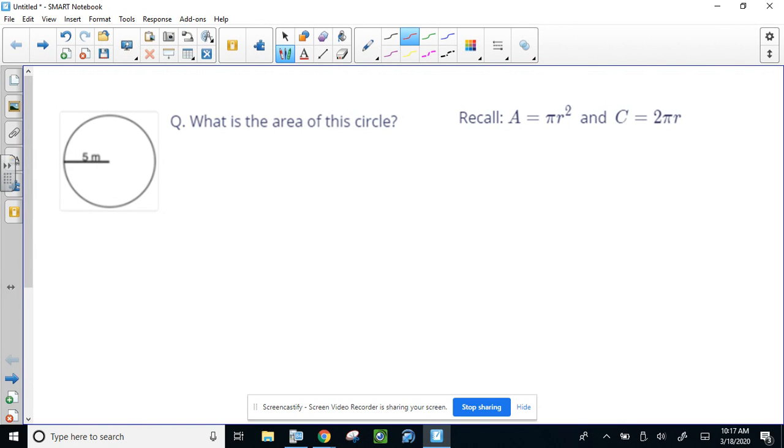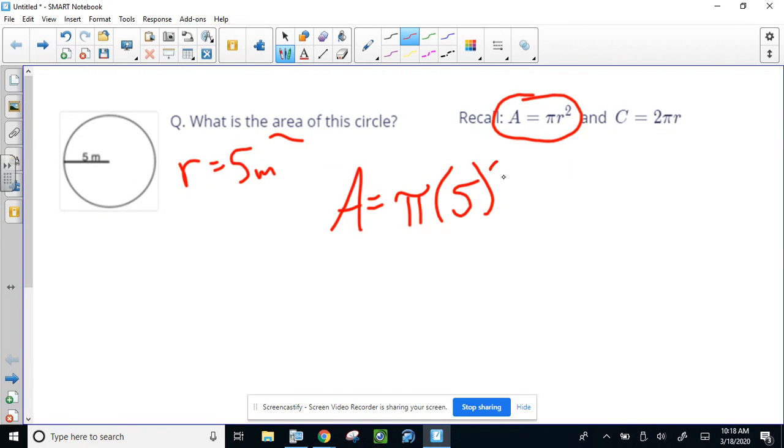When we're looking at this first picture, we can see that the circle, they give us the radius. If we know the radius of the circle, we can plug it into our formula. So we know that our radius here is going to be 5 meters. It asks us to find the area of the circle, which is important. So we plug it into the formula, area equals pi r squared. Area equals pi and our radius being 5 squared.